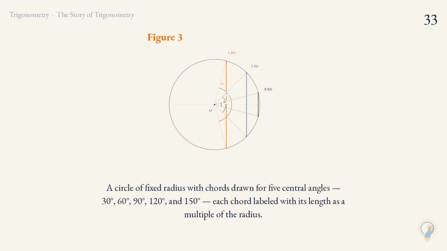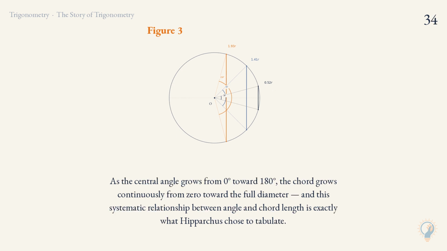Figure 3. A circle of fixed radius with chords drawn for 5 central angles: 30, 60, 90, 120, and 150 degrees, each chord labeled with its length as a multiple of the radius. As the central angle grows from 0 toward 180 degrees, the chord grows continuously from 0 toward the full diameter, and this systematic relationship between angle and chord length is exactly what Hipparchus chose to tabulate.